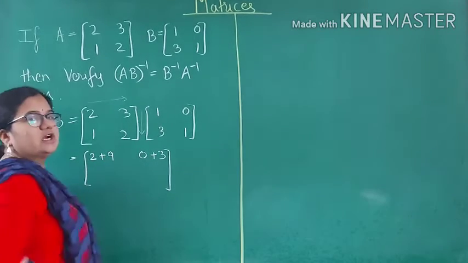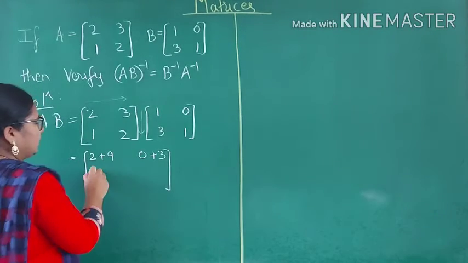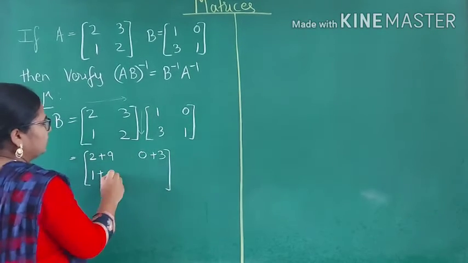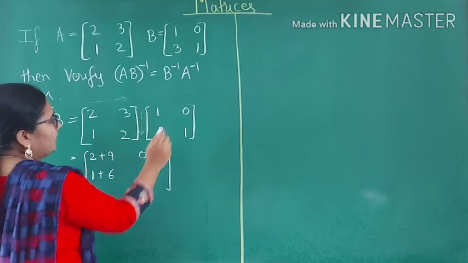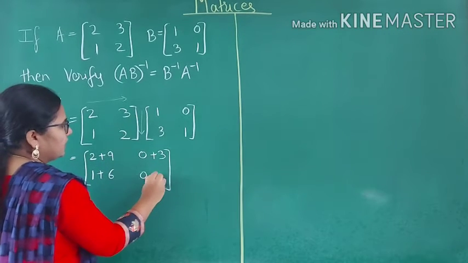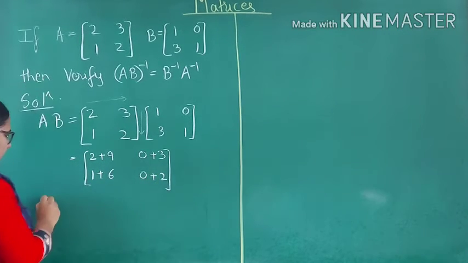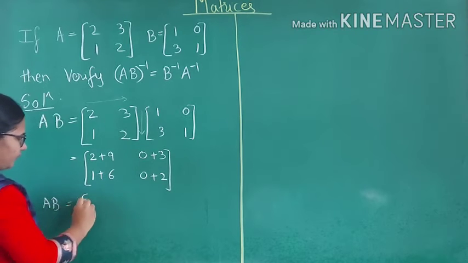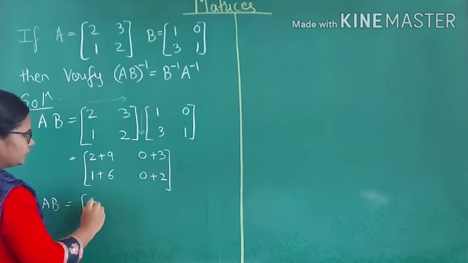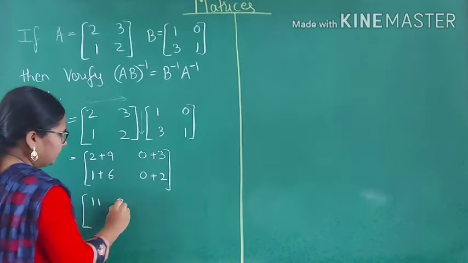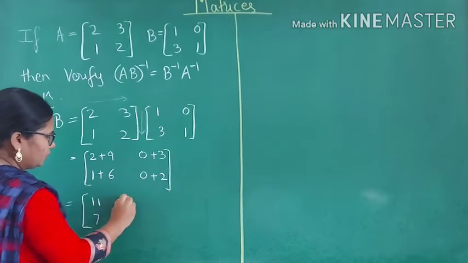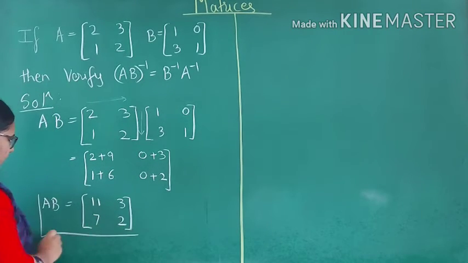First row with first column and first row with second column is over. Let us move to the second row. 1 into 1 is 1 plus 2 3s are 6. Then 1 into 0 is 0 and 2 1s are 2. So A into B is 9 plus 2, 11, 0 plus 3, 3, 7 and 2. This is your A into B.